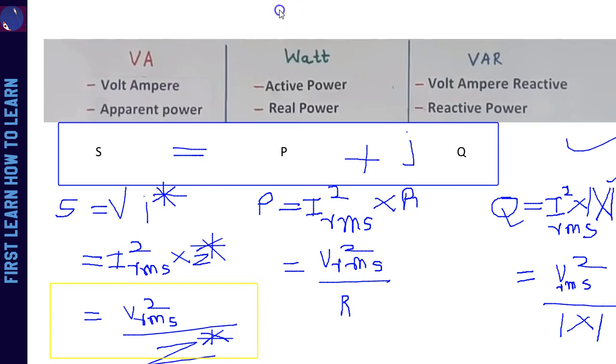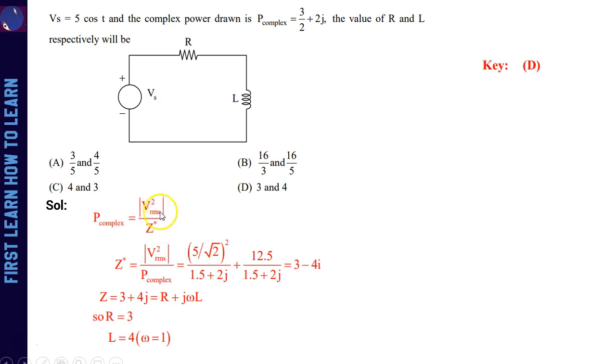Why we are using this formula: in this question, the applied voltage source is given, which is 5 cos t, and the complex power S is also given. P complex is equal to modulus of Vrms square by Z star. Here P complex is nothing but S, whose units are volt ampere.